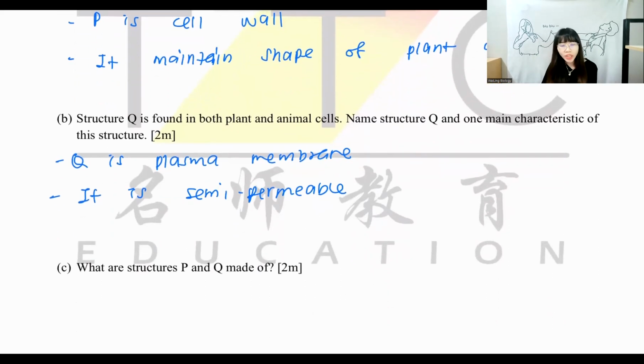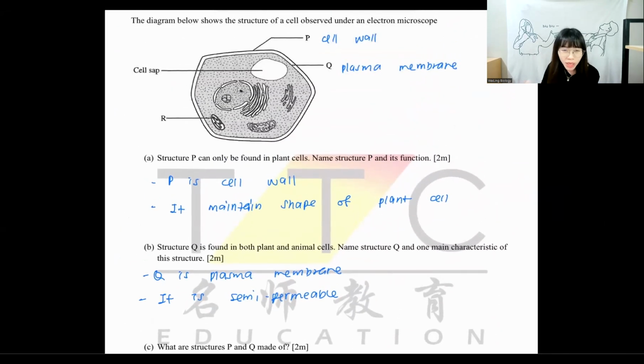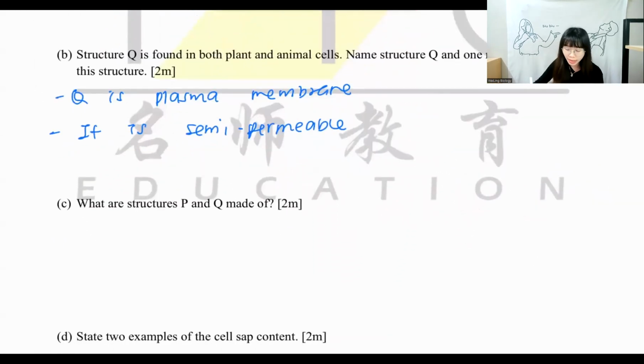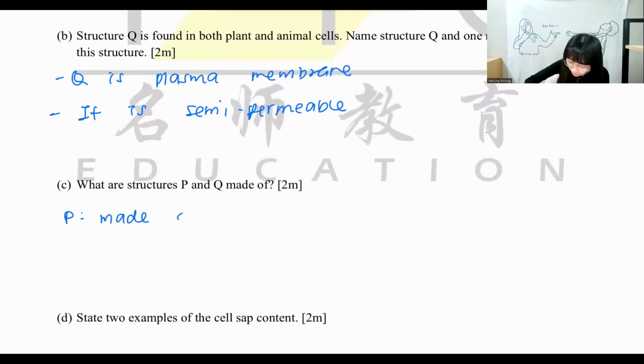Okay, what are the structures P and Q made of? Let's look at P and Q. P, we have cell wall. Q, we have plasma membrane. So let's look at P first, guys. Cell wall, just now we said, right, they are made of a sugar that is not sweet. So what do you call the sugar that's not sweet? Cellulose. Very good. So they are made of cellulose. Cellulose is a polysaccharide. If in school you have learned it before, polysaccharide is not sweet. They are non-soluble in water.